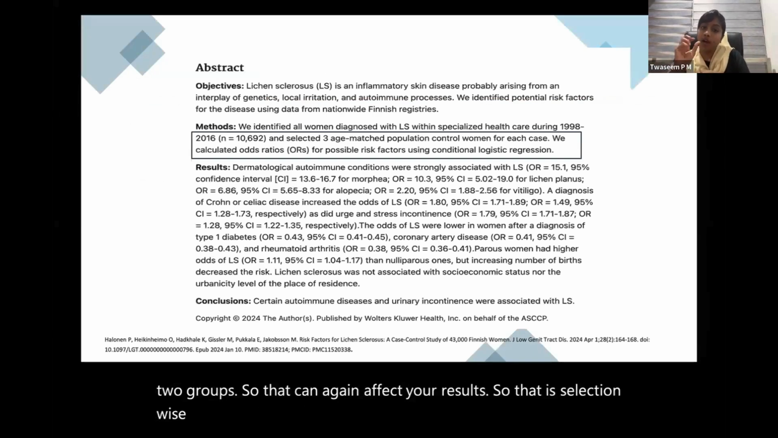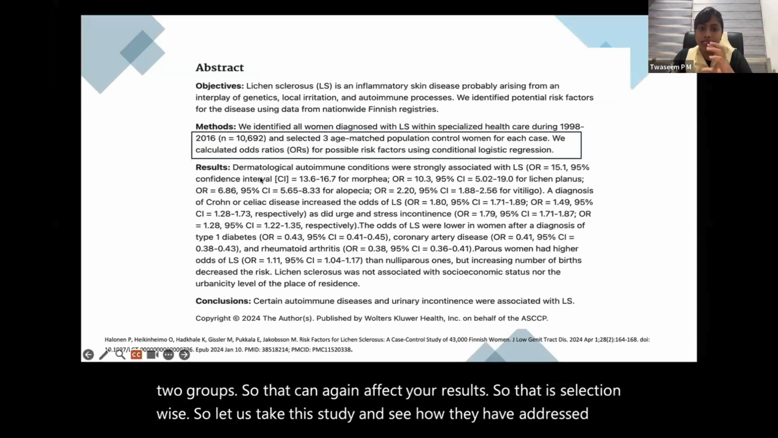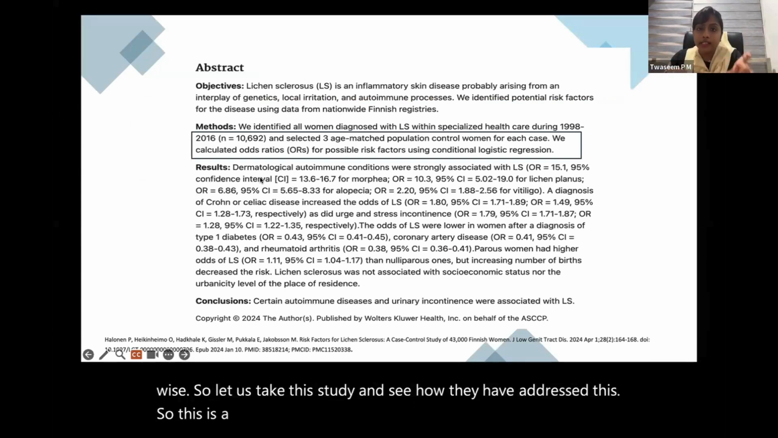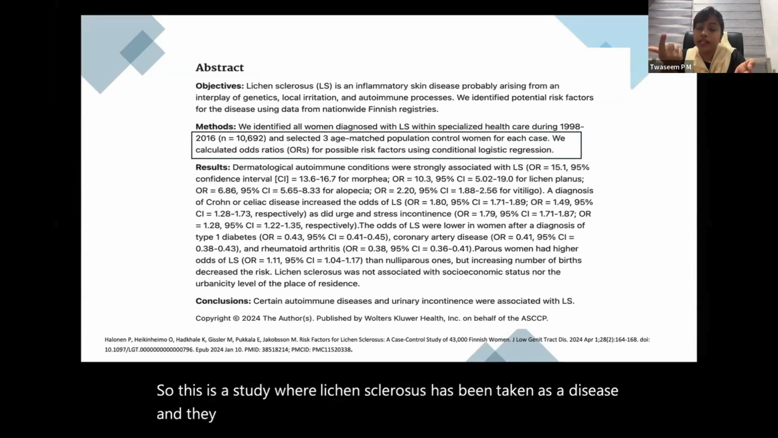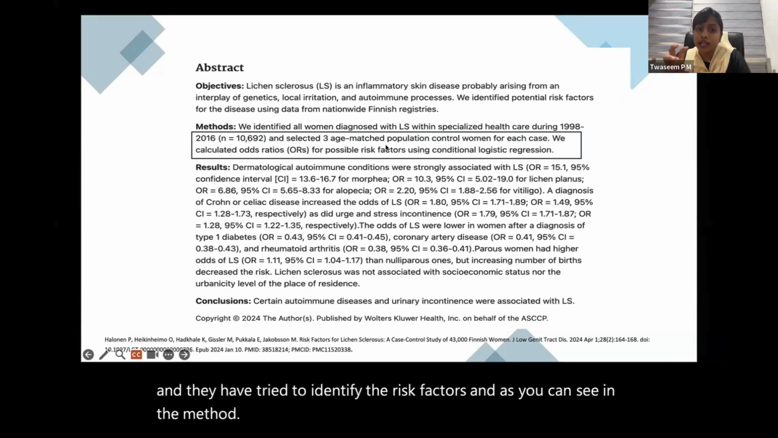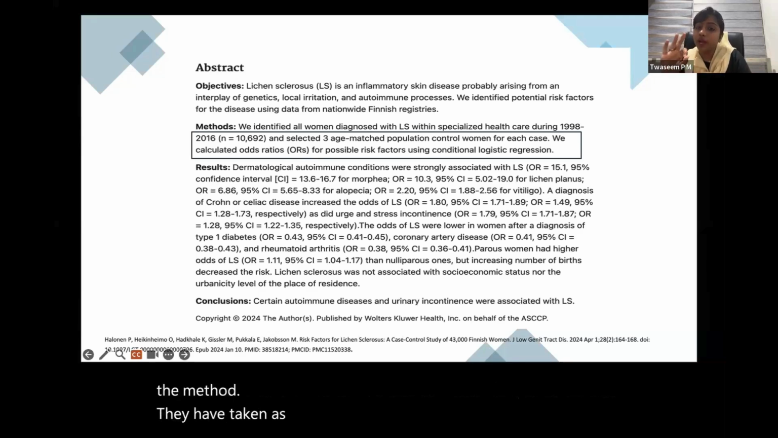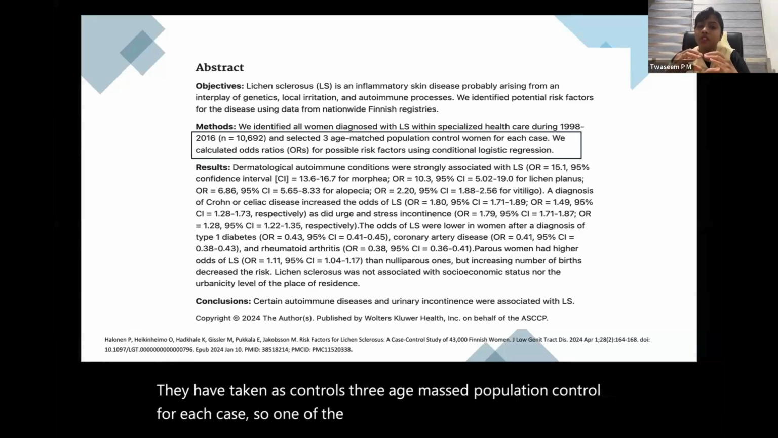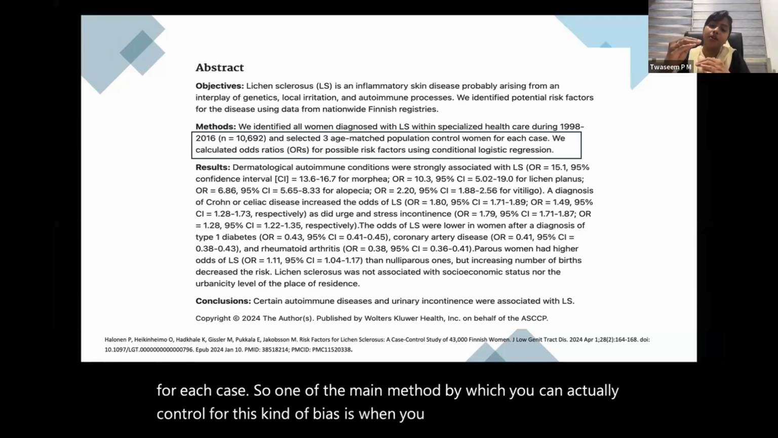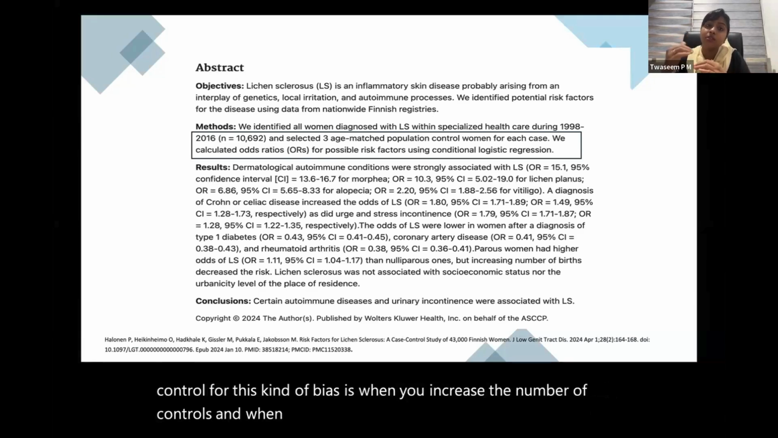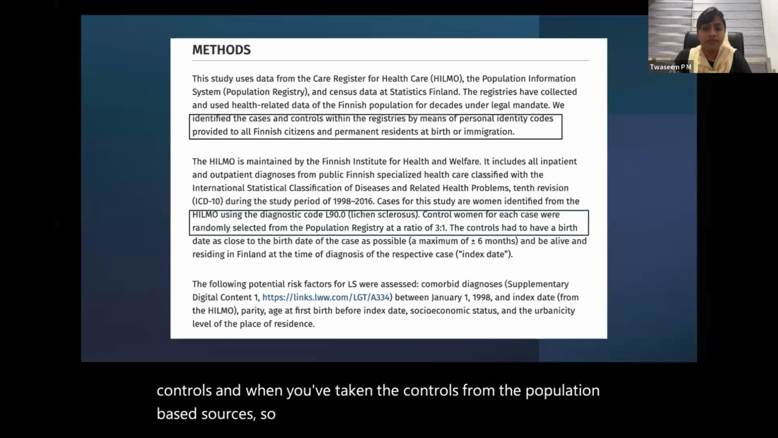So let's take a study and see how they have addressed this. This is a study where lichen sclerosis has been taken as a disease, and they have tried to identify the risk factors. As you can see in the methods, they have taken as controls three age-matched population controls for each case. One of the main methods by which you can control for this kind of bias is to increase the number of controls and take the controls from population-based sources. That's been done in this study.